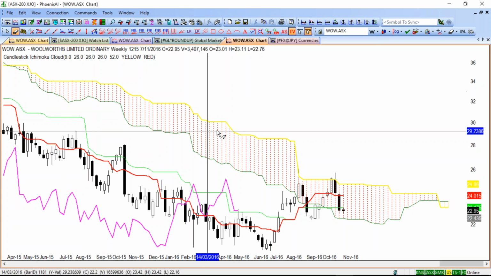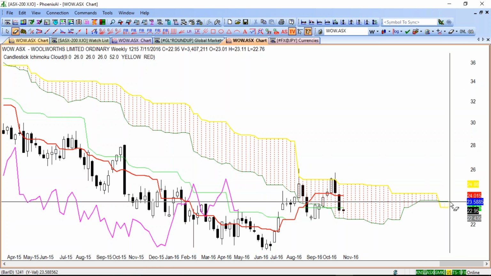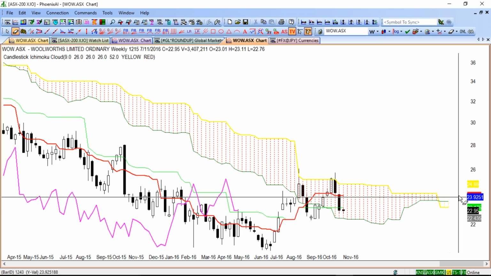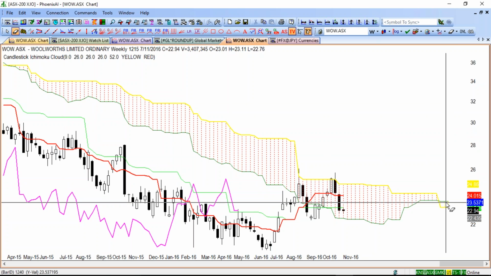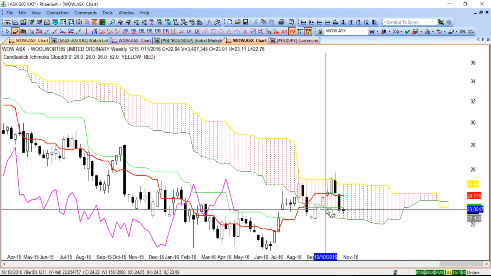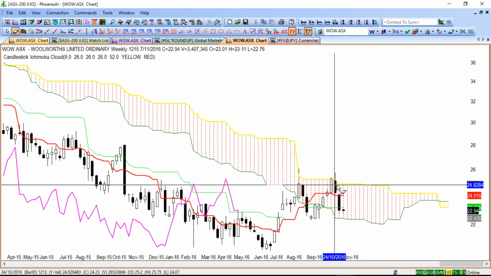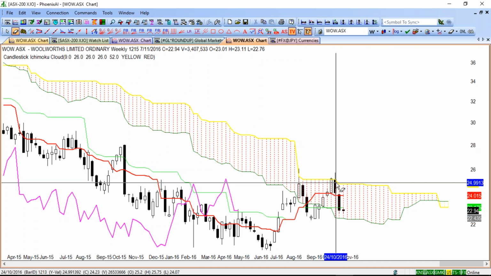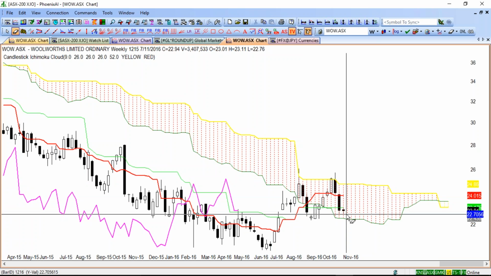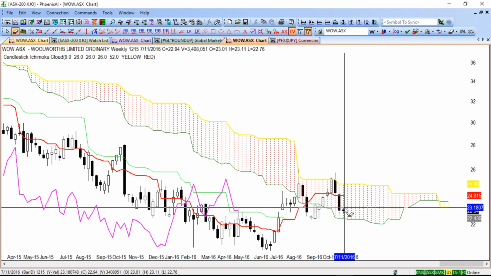The cloud was trending down in itself. We have recently just seen the future cloud of Woolworths turn bullish, even though it hasn't turned up. It's got the A line above the B line, and we have seen resistance at the cloud here back in late August, and recent resistance at the cloud here back in late October. And currently we have support down here inside the cloud at the moment. So a little bit indecisive on a weekly basis.